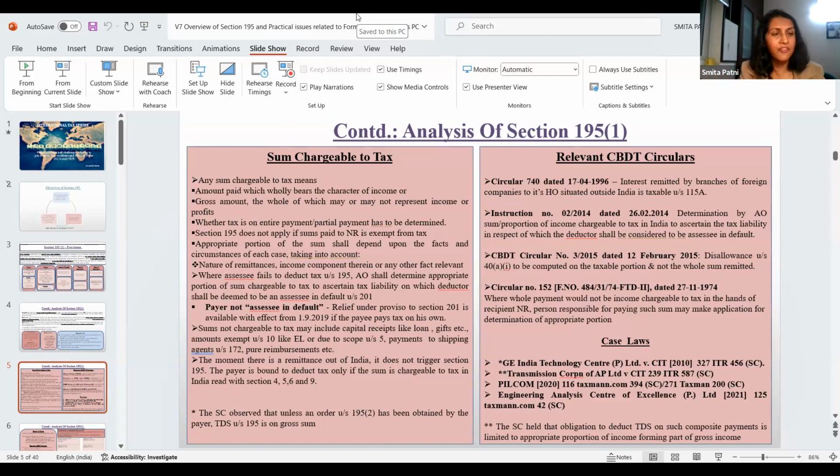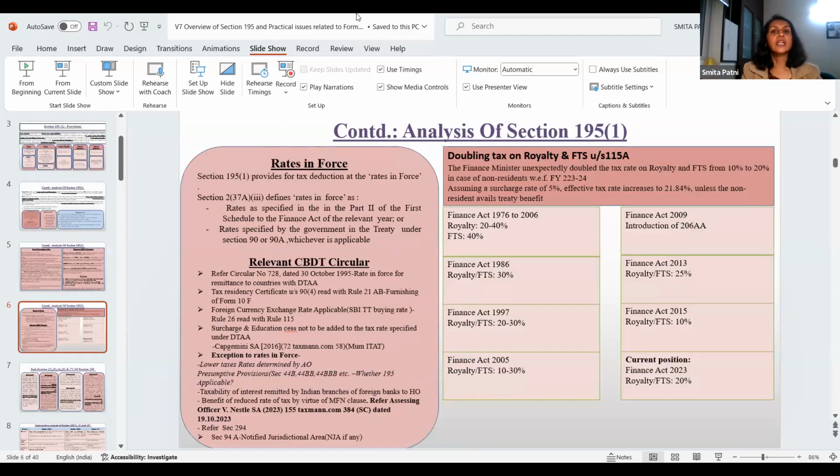The same view has been taken in Transmission Corporation of India, that if there is even a bit of income embedded in the total income, then that sum is chargeable to tax. Now the only point is whether it is the gross sum or the amount determined by the AO. If you cannot determine yourself what the income portion embedded in that total sum is, then you go to the AO. If you are not going to the AO, then the whole gross sum is subject to TDS. That is the sum chargeable to tax. Now we are talking of rates in force, which I was earlier discussing. So section 195 provides for rates in force.